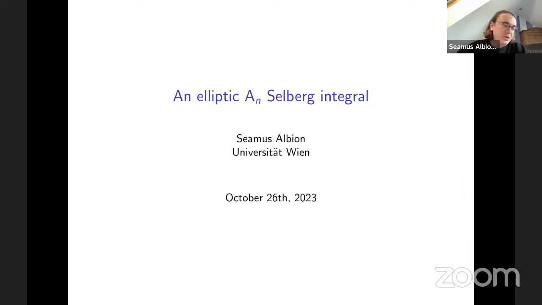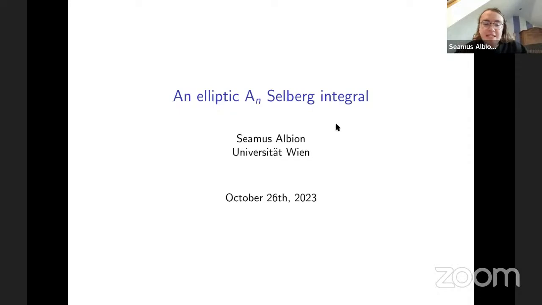My goal for the first part of the talk will be to tell you what on earth an A_n Selberg integral is, and then after that, I will hopefully try and explain the elliptic side of things in a bit more detail. And then at the end, you'll hopefully see how all of this fits together.